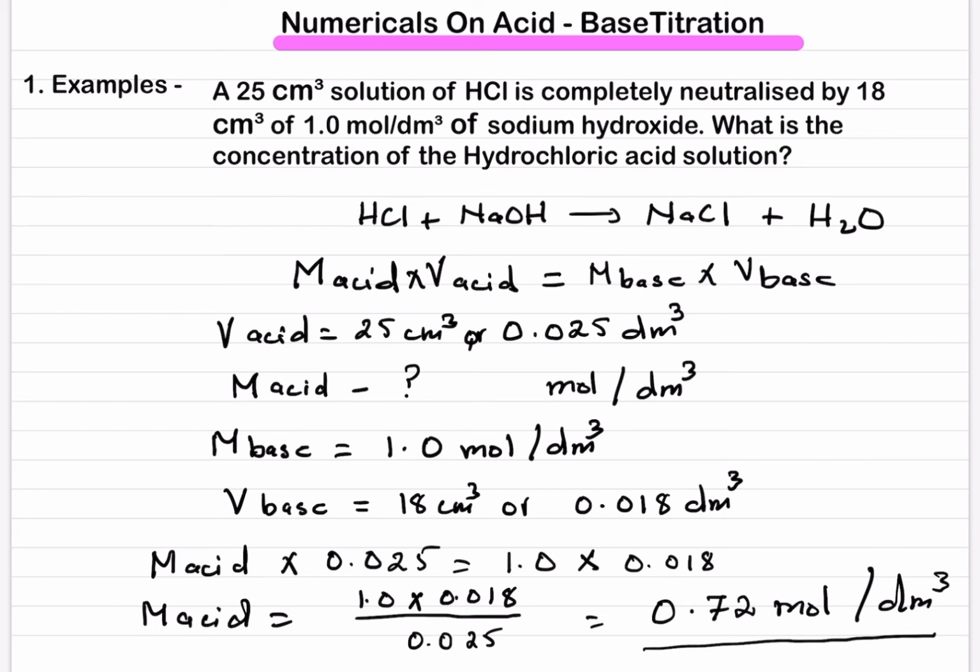So 0.72 mole per decimeter cube is the concentration of acid. So I hope you have understood it. This formula we have to use only when we have equal stoichiometry. The ratios of acid and base are equal. The problem comes when the stoichiometric coefficients are different, and we use another method.